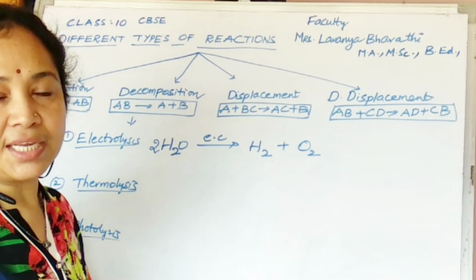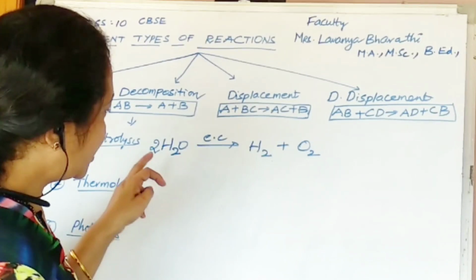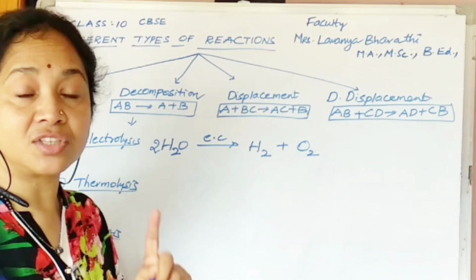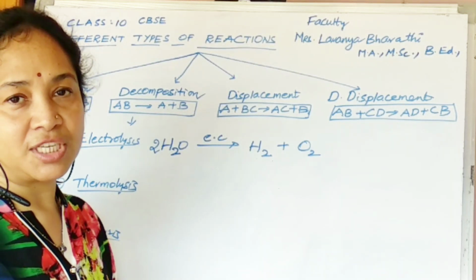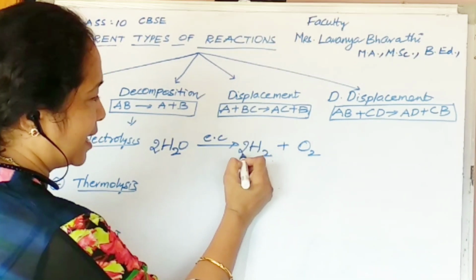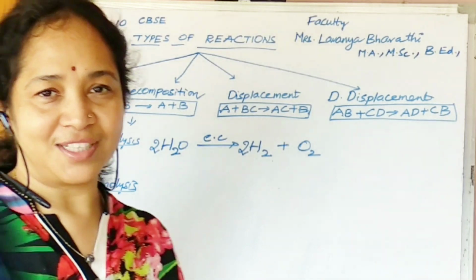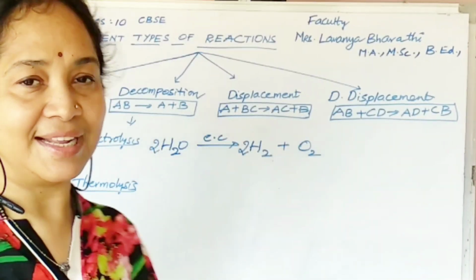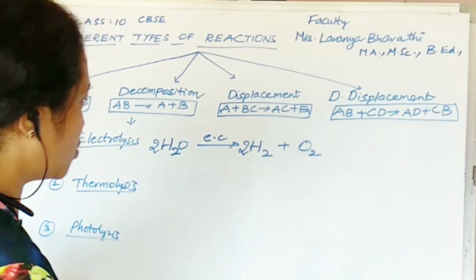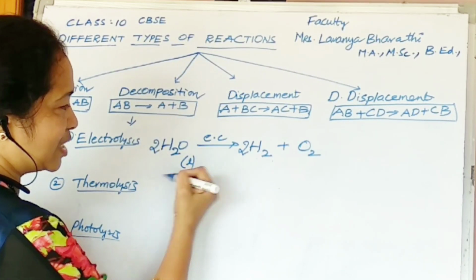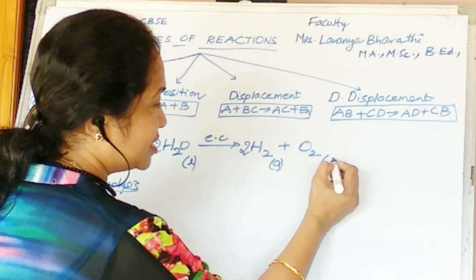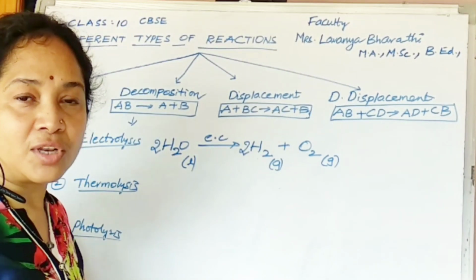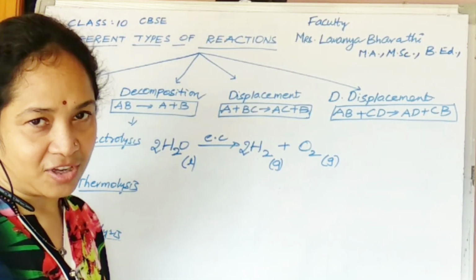When I increase the water molecules to 2, then 2 2s are 4. Hydrogens are increased by 2, two more atoms of hydrogen are there. So in order to balance, I'll be putting 2 moles. In this way, you need to balance the chemical reaction. So once again, this water is in liquid state, hydrogen obtained is in a gaseous state, oxygen is also in gaseous state. So they are collected at different electrodes.